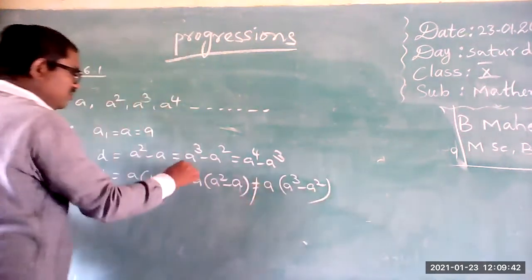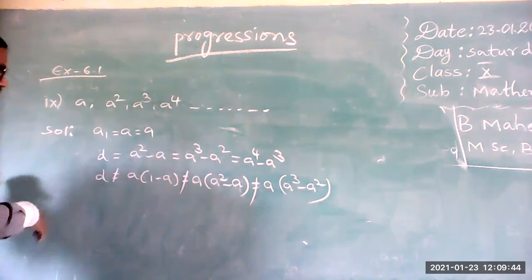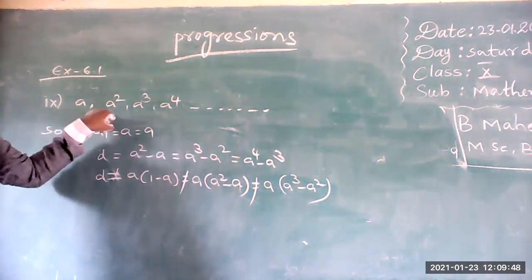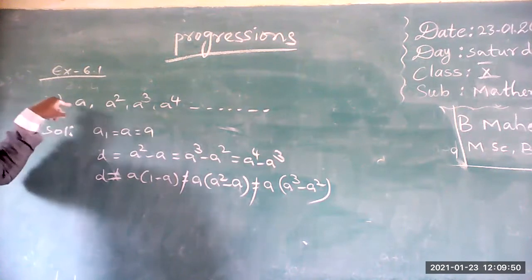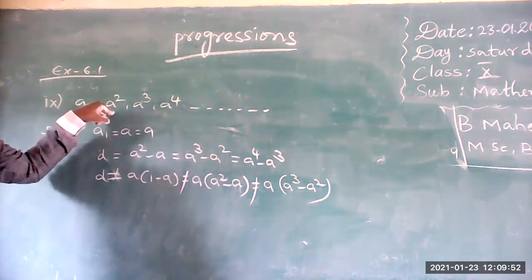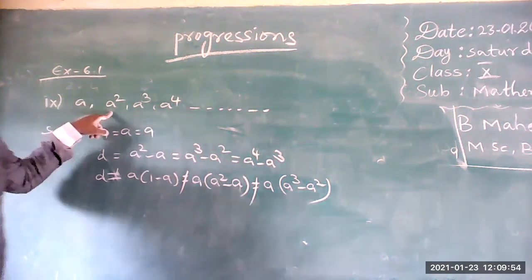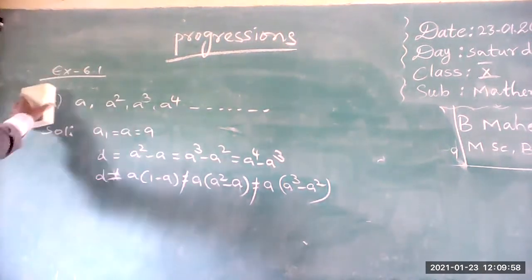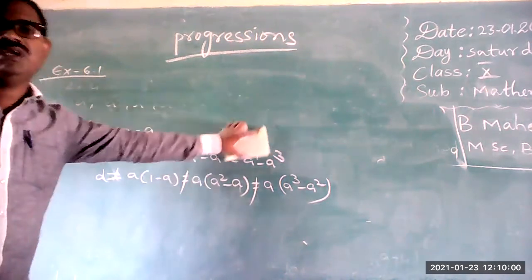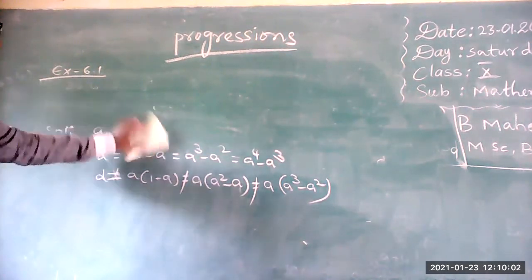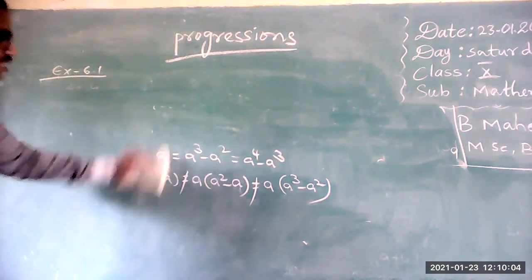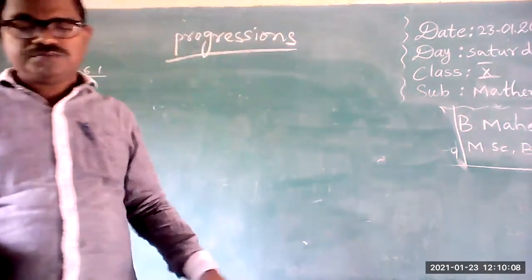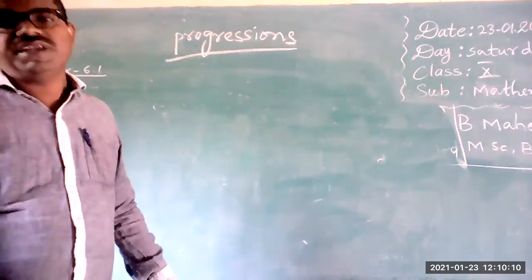So here all the values are not equal. So D is not the same between two successive terms. So that's why the given series is not in AP. So the next three terms we cannot find out. When the given series is in AP, the next three terms we can find out. But here the D value is not equal between two successive terms. So this is not in AP.